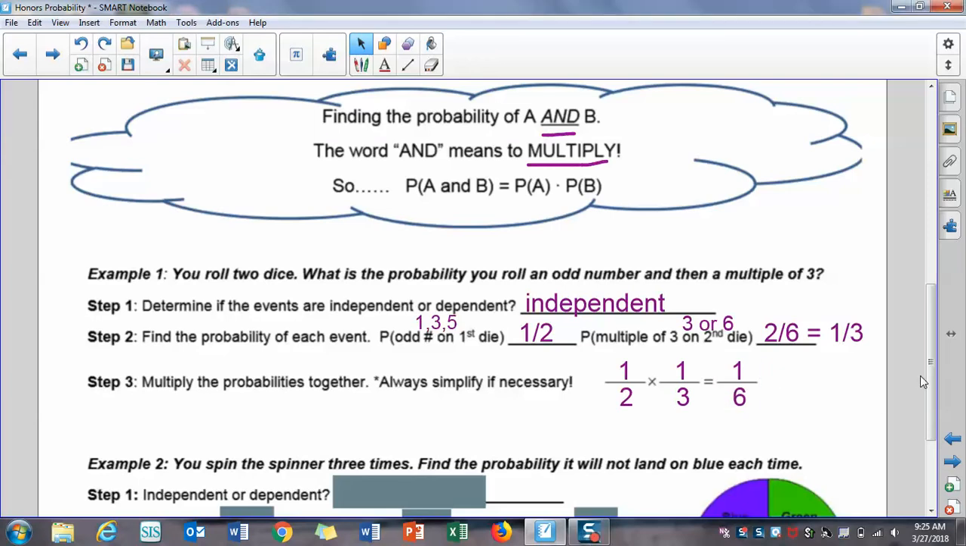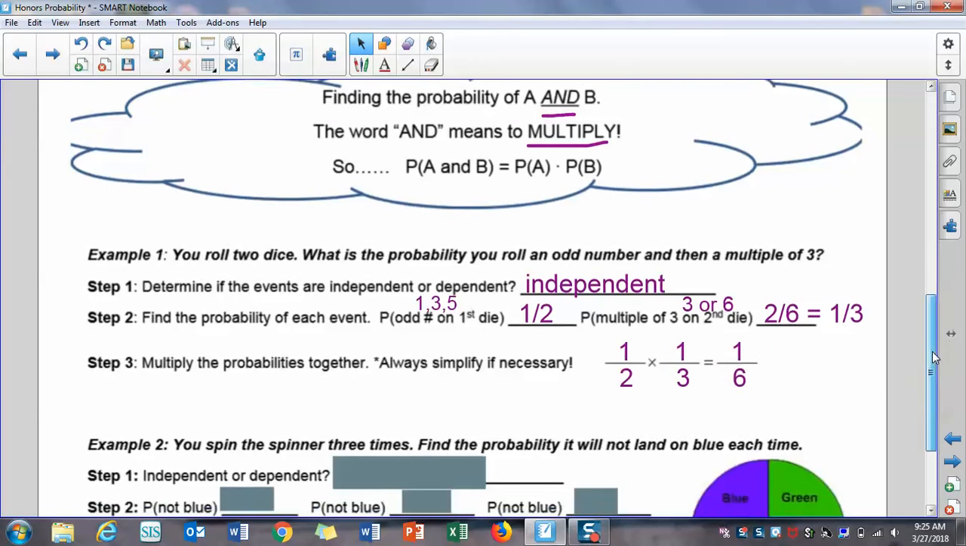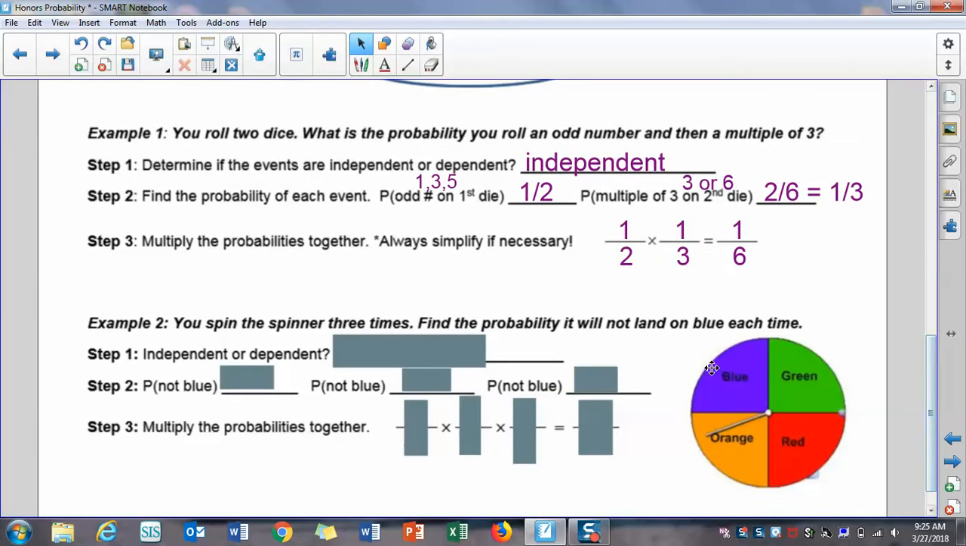Now looking at example 2, you spin the spinner 3 times, find the probability that it will not land on blue each time. So 3 different spins. Again, the first spin doesn't impact the second spin or the third spin, so these are independent events.